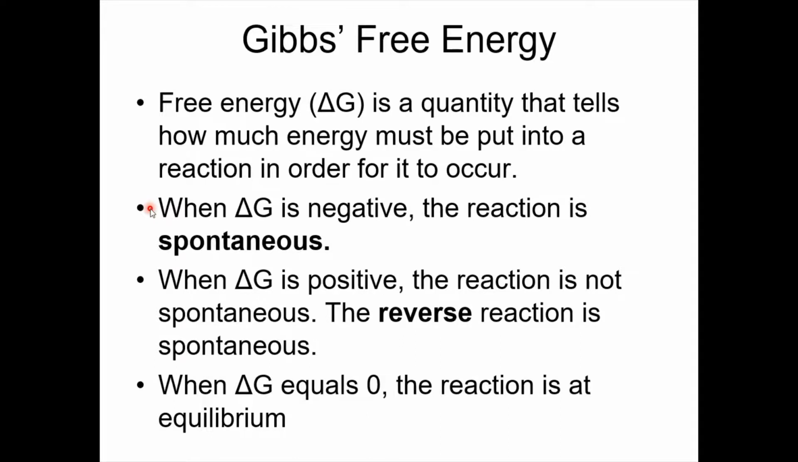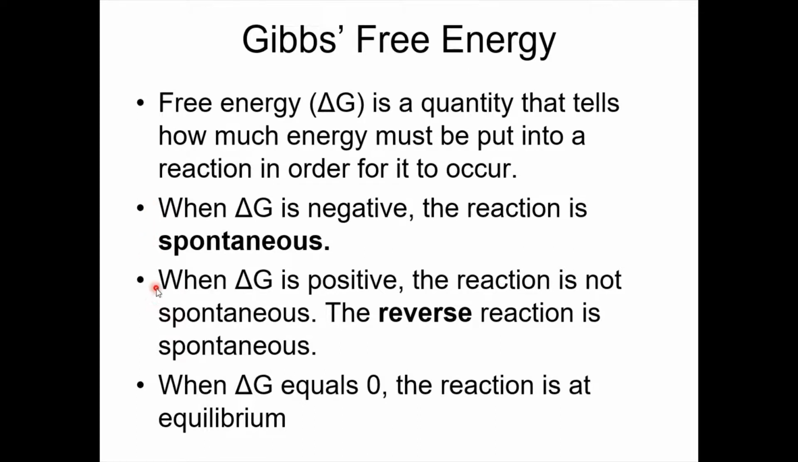Okay, because think about it. We just said that this delta G is a quantity that tells us how much energy has to be put into a reaction in order for it to occur. How much do we have to put in? So if your delta G is negative, you don't have to put anything in. It just happens automatically. So when delta G is negative, the reaction happens automatically, and the reaction is called spontaneous.